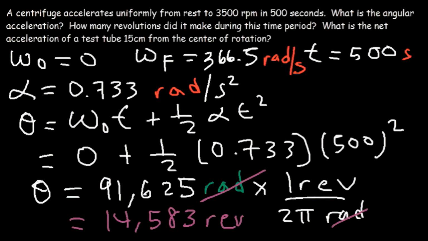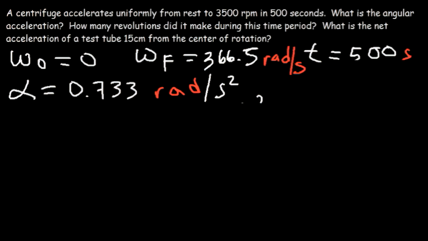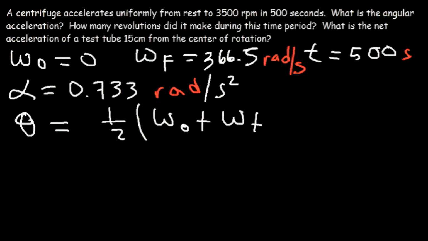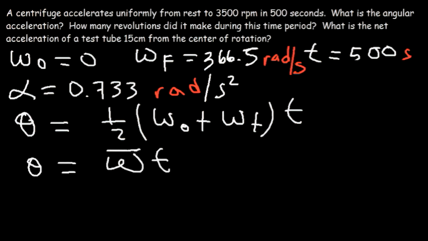Now there's another equation that you can use to get that same answer. If you don't know the angular acceleration, and if you know the initial and final angular speed, you can use this equation. The angular displacement is 1/2 the initial plus the final angular speed multiplied by the time. So basically, if you add the initial and final angular speed and divide by 2, what you get is the average angular speed. So it's the average angular speed multiplied by the time.